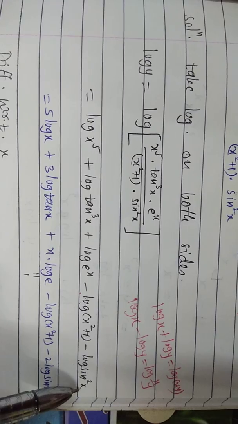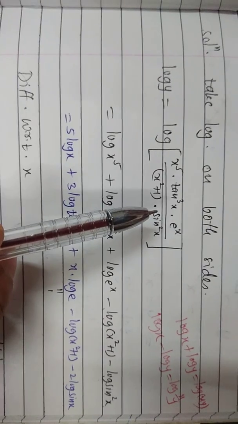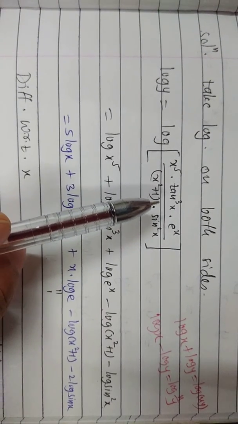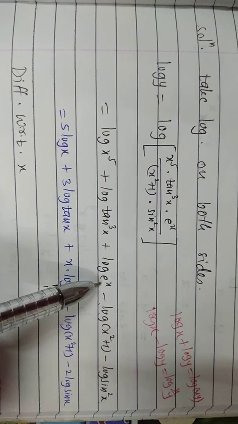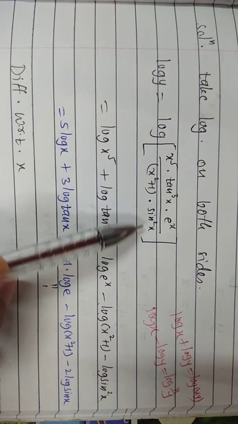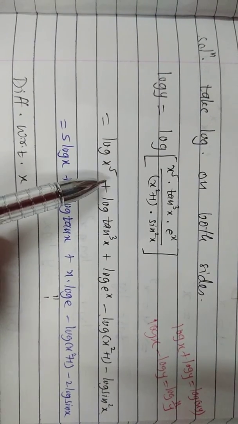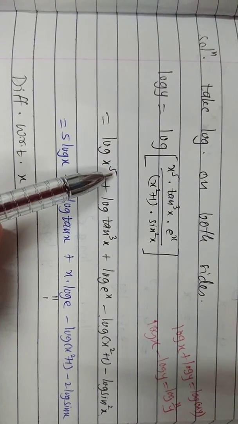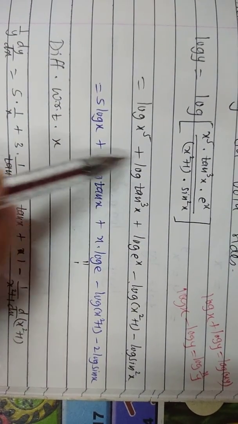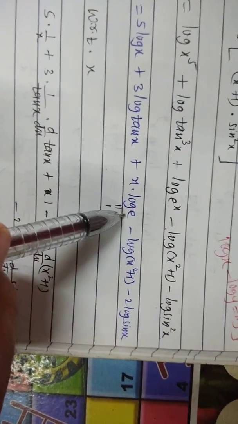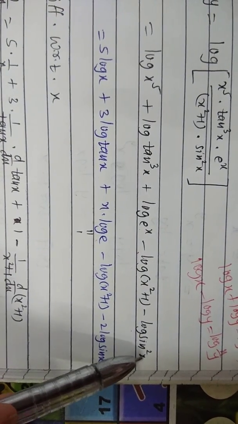of sine square x. So here you have to note this, that however many terms are there in the question, all numerator terms which are in multiplication we will add here in logarithmic form, and all terms in the denominator we will subtract. Again, using the third property of logarithm, that is log x raised to n equal to n log x, all powers you can write here: 5 log x, then 3 into log of tan x, then x into log e, then 2 into log of sine x. So all powers we have taken down.